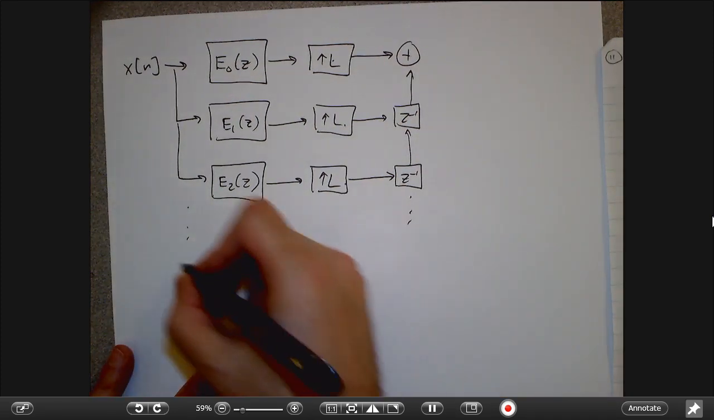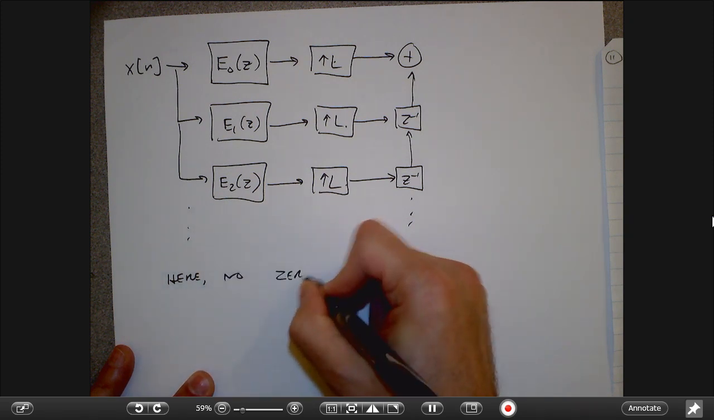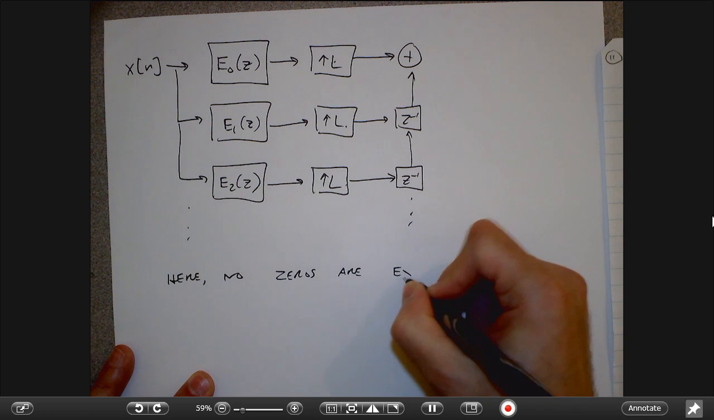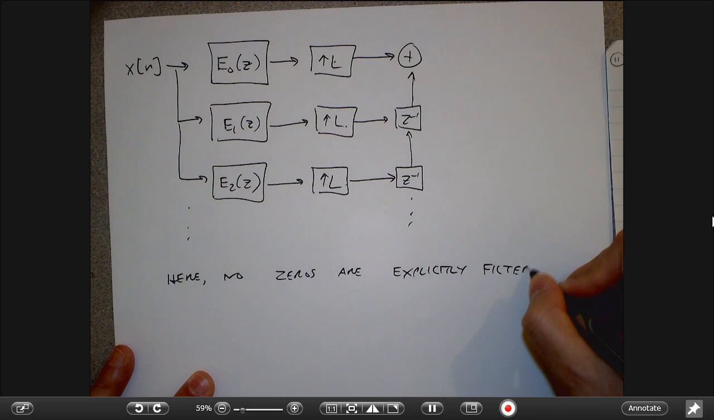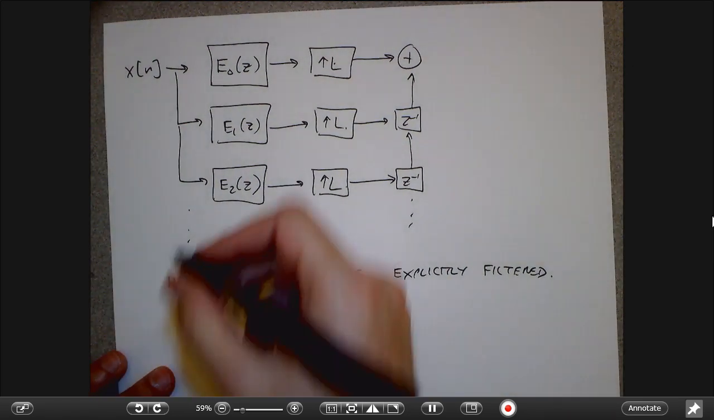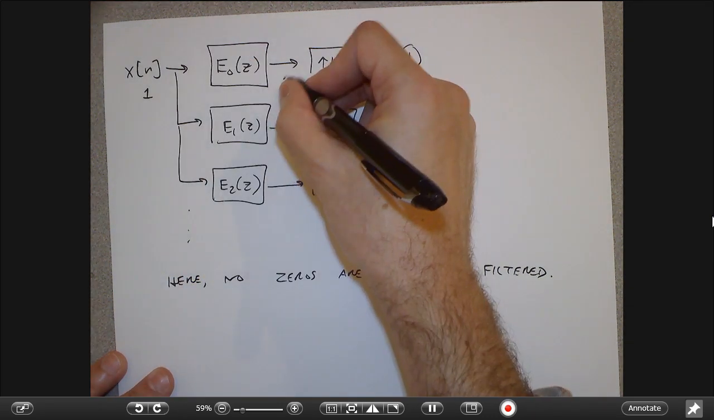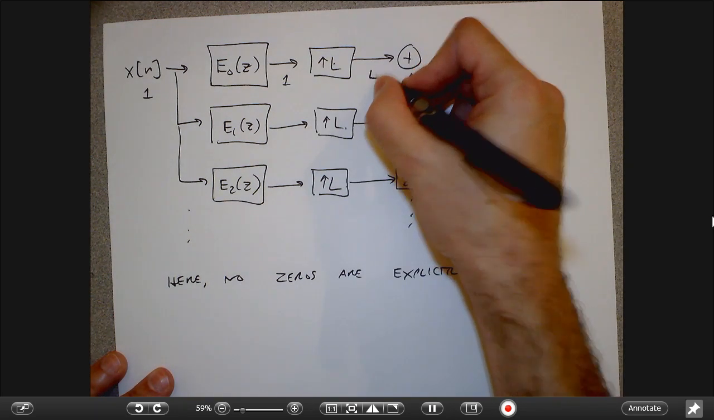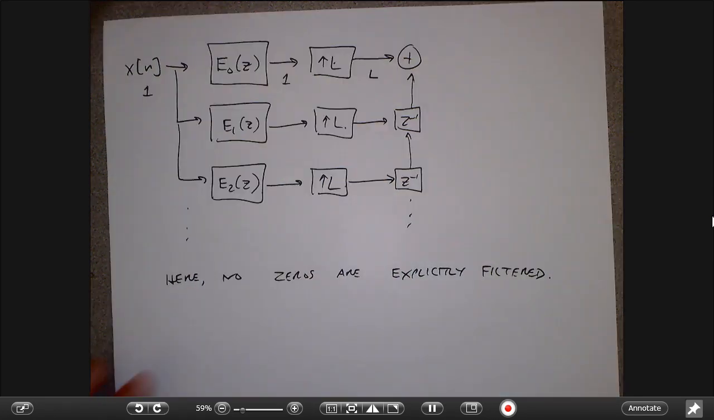So the idea is that here, no zeros are explicitly filtered. And again, that realizes a computational savings, right? Because here, if this was at rate 1, then this was at rate 1. When I upsample, now I have rate L. And so here, I'm not doing any operations really at the higher rate. I'm only doing all my operations at the lower rate. Okay.